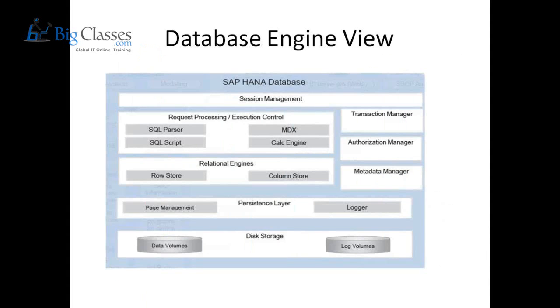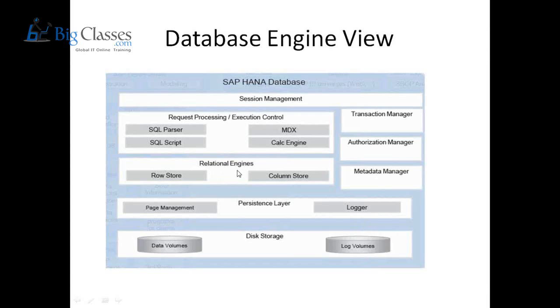And this is a database engine view. So you have the backend disk drives because the entire data is in system cache, so it is pretty volatile. If the power goes off, you lose the entire data. So to avoid that, a periodic backup of the data volume is taken into the data volumes as disk drives, and log volumes are also taken from the persistence layer.